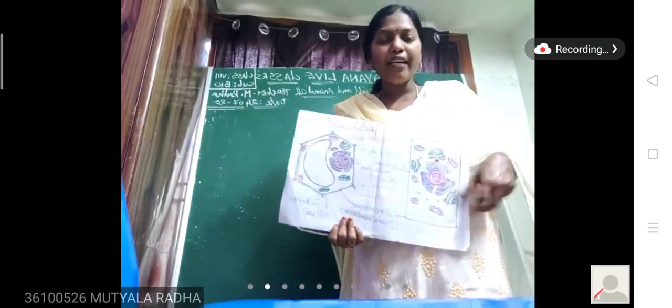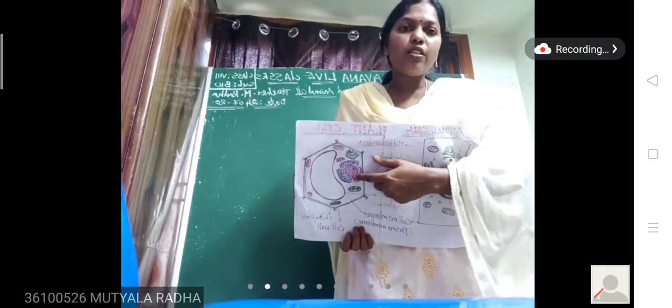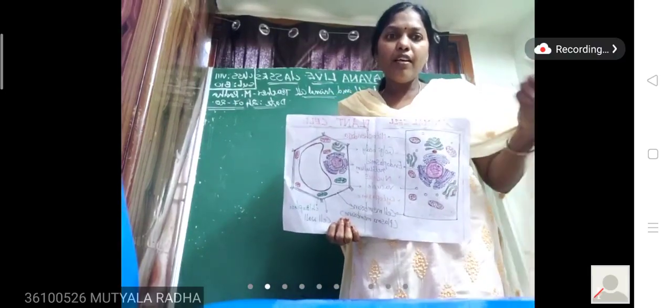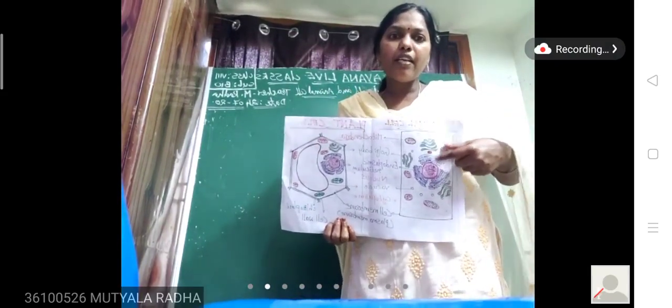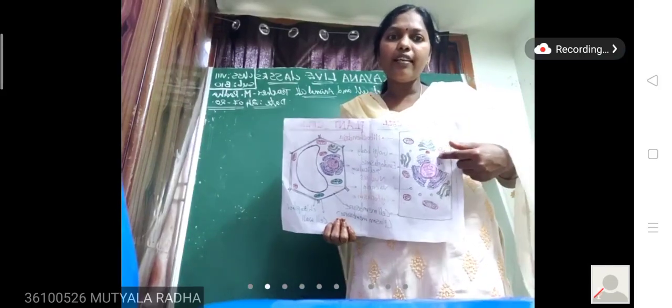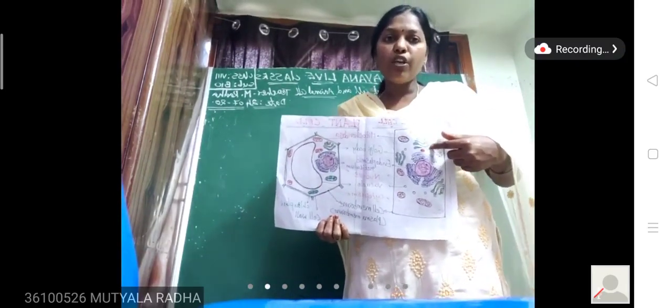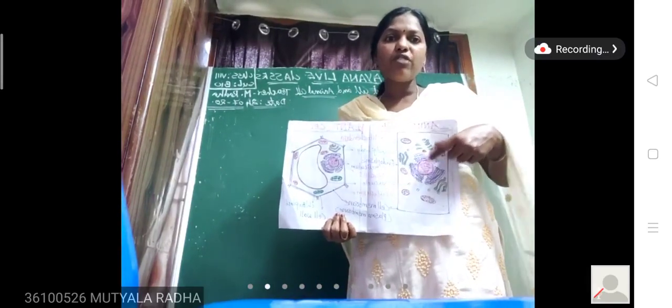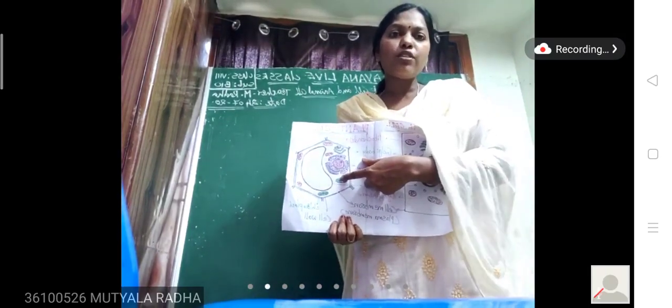But in the plant cell, the centrosome is absent, so centrioles are absent in the plant cell. Centrioles are present in the animal cell. The centrosome is a kind of organelle containing two centrioles, which help in cell division in the animal cell. The plant cell doesn't contain a centrosome or centrioles.